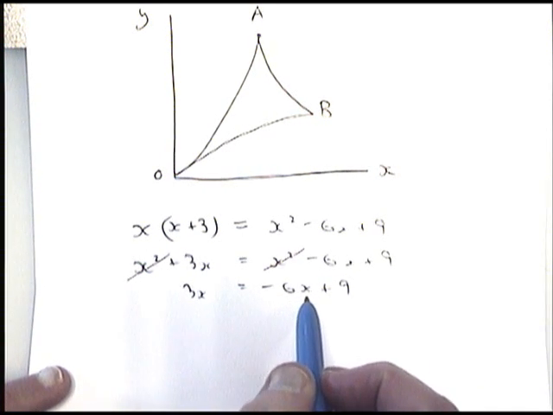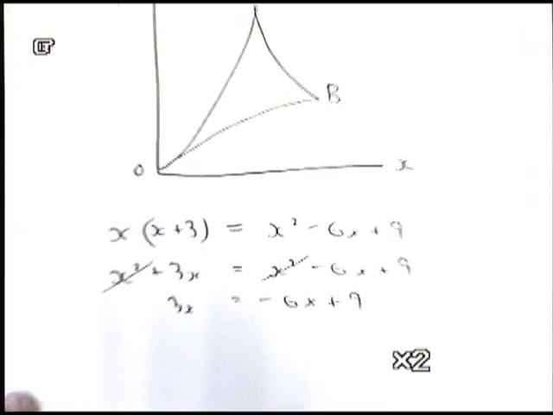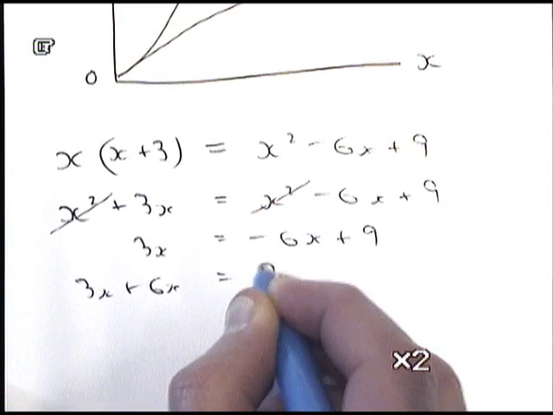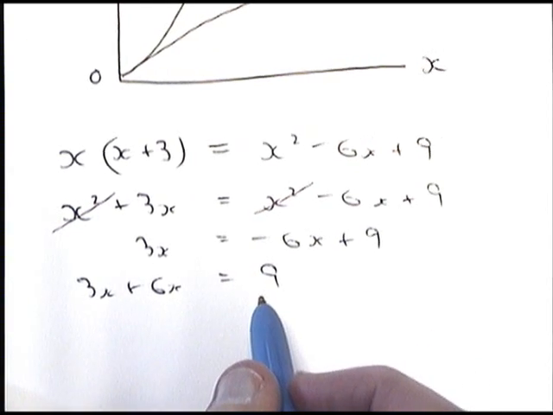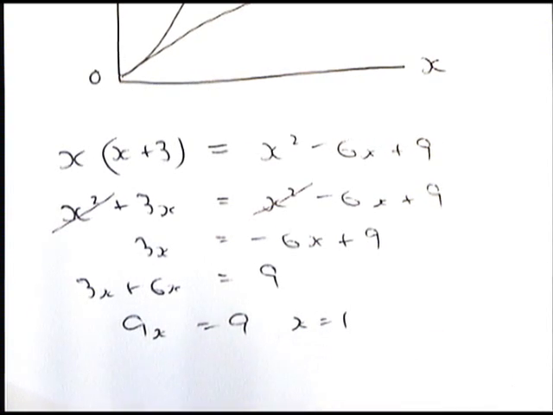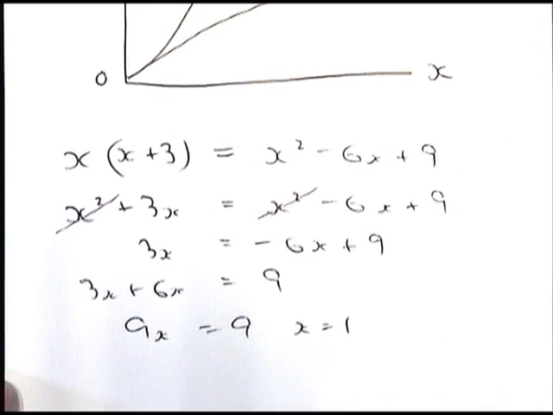If I move this minus 6x to the other side, it will become a plus 6x. So I have 3x plus 6x equals 9. Well, that's 9x equals 9. So if 9x equals 9, that means x equals 1. So at point A, x equals 1.